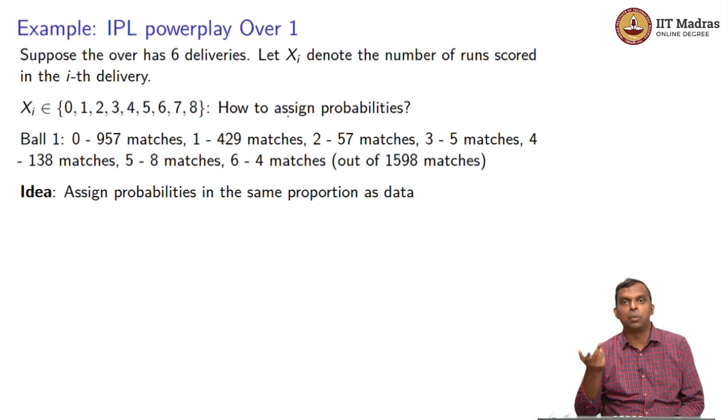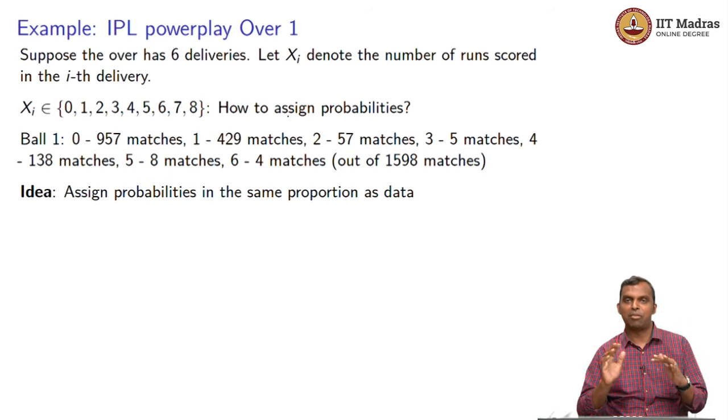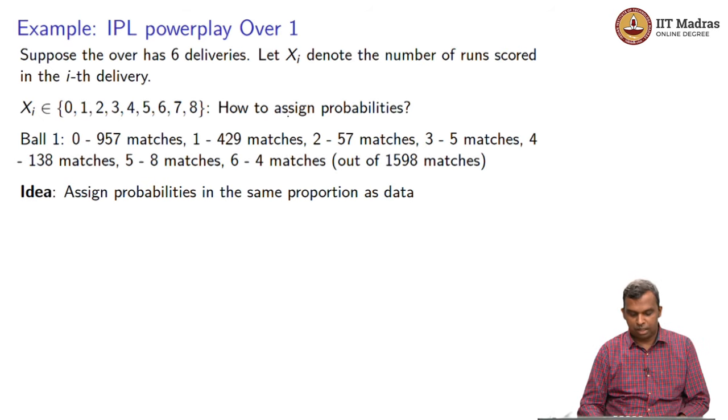Now you can repeat this for ball 2. Notice how these numbers are large enough. I would have liked to have 15,000 matches, then maybe these numbers would all be much better. Somebody might say there have been only 4 matches where a 6 was hit, but there have been 1,500 matches and I'm looking at only 6 possibilities. So it seems like I have enough data to make this statement. I'm making a lot of loose statements here, but these are important things to think about. I've seen enough matches to be able to comment about what happens in the first ball of an over. It's not very unreasonable.